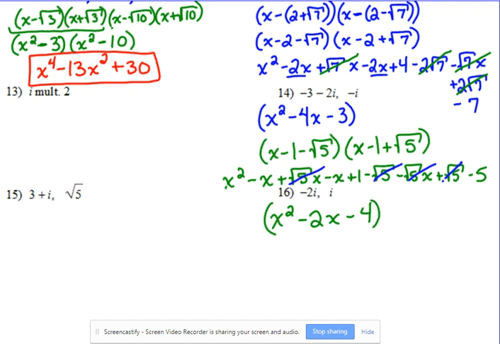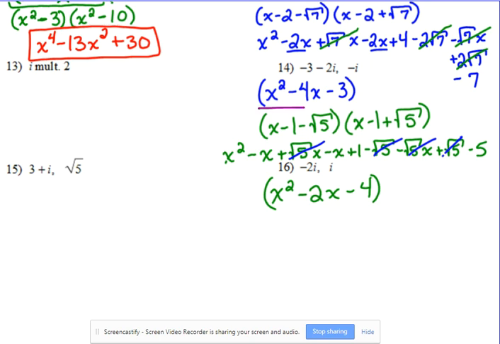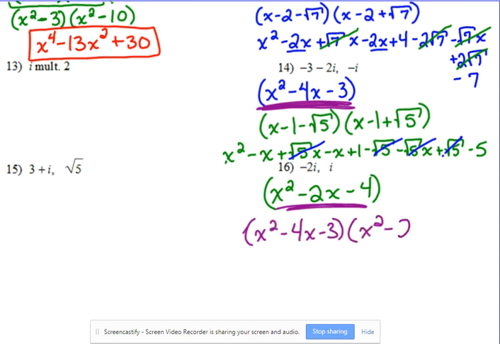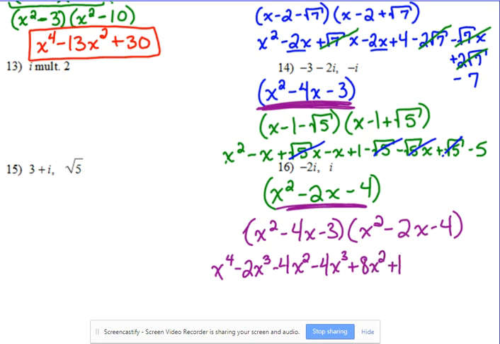So the last thing we got to do, I know this was a long one, we've got to multiply these two quadratics, and that will give us our final answer. Okay, so we've got x to the 4th minus 2x cubed minus 4x squared minus 4x cubed plus 8x squared plus 16x minus 3x squared plus 6x plus 12.